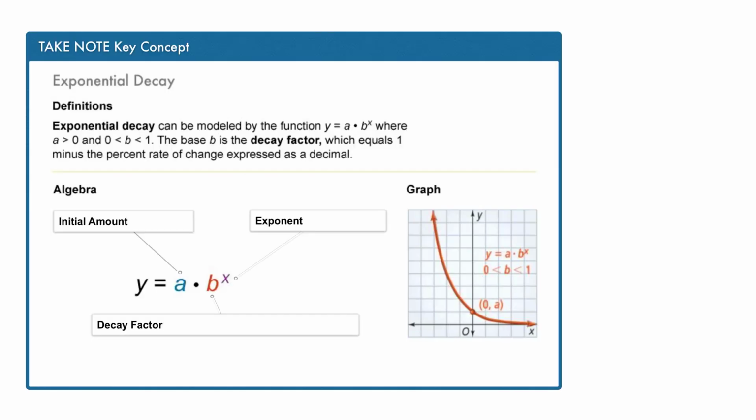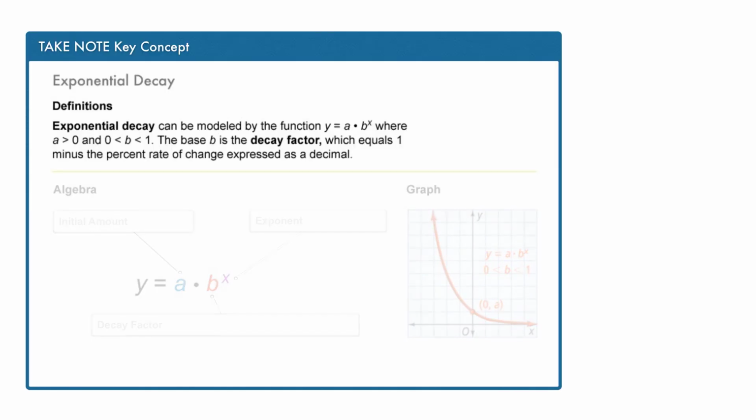Key concept: exponential decay. Definitions: exponential decay can be modeled by the function y equals a times b to the x power, where a is greater than 0, and 0 is less than b, which is less than 1. The base b is the decay factor, which equals 1 minus the percent rate of change expressed as a decimal.